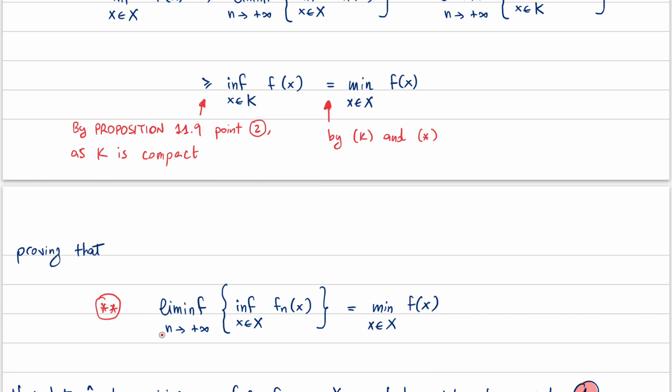And now we just need to prove the other inequality, or the other condition, that the lim sup is less or equal than this lim-inf, for example.